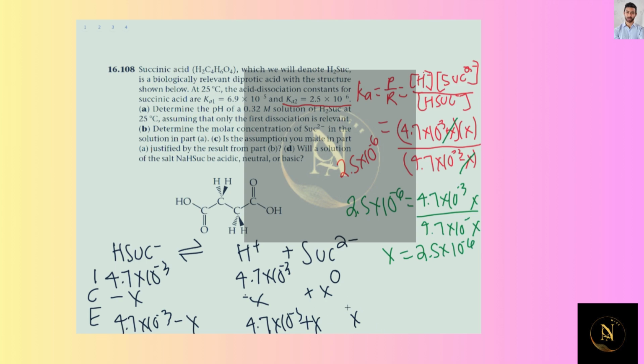So the question was asking for our molar concentration of Suc2 minus in part A. So our answer is going to be 2.5 times 10 to negative 6, since the succinate concentration in equilibrium is just equal to x.